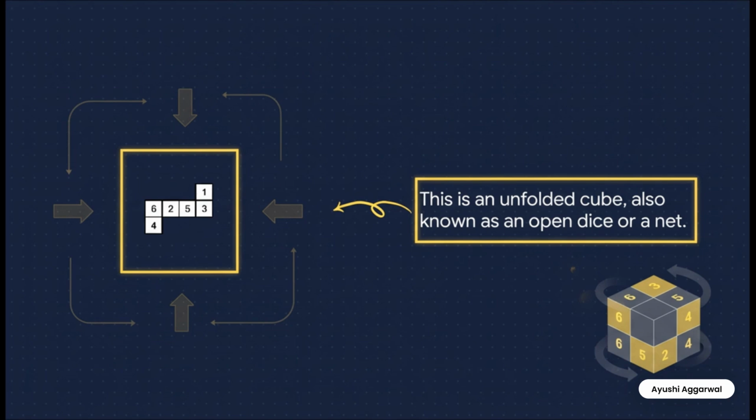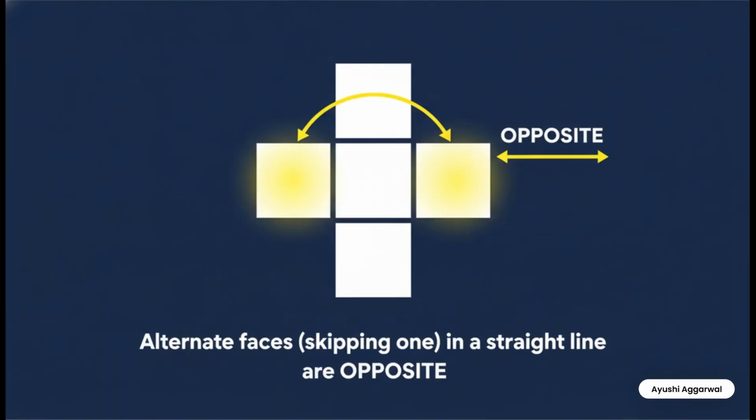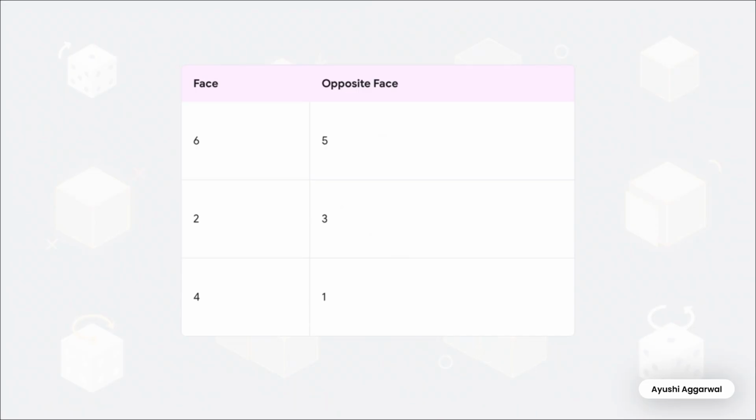The question in the exam will be something like this. When you fold this net back into a cube, which faces will be opposite each other. And the rule for this is the simplest of all. It's called the alternate face rule. In any straight line, the alternate faces, meaning you skip one face to get to the next one, are always opposite each other. That's it. That's the entire rule.